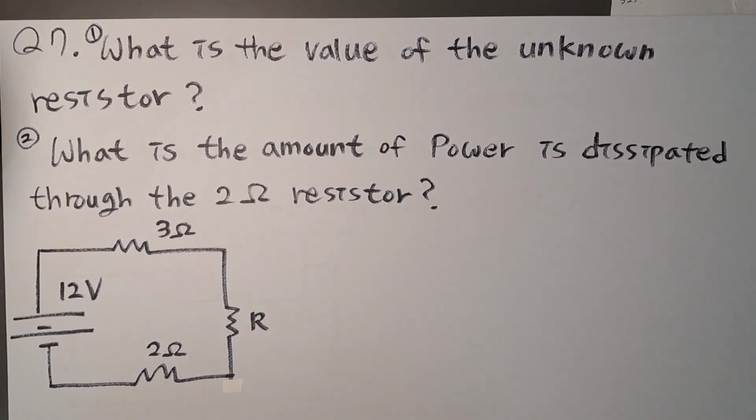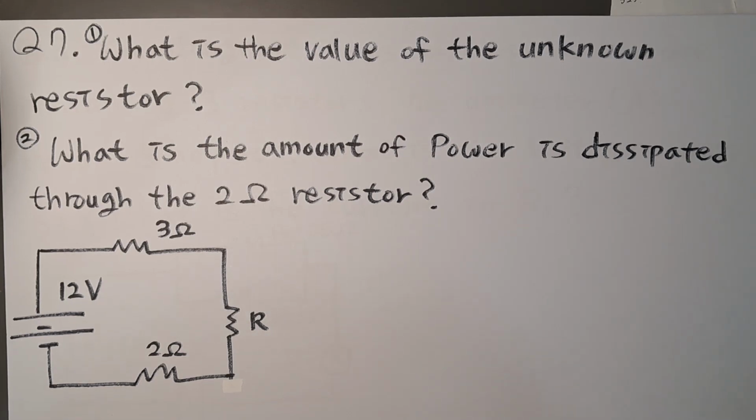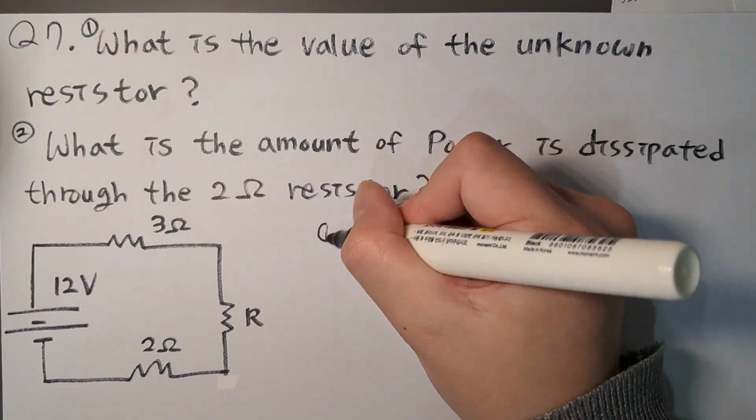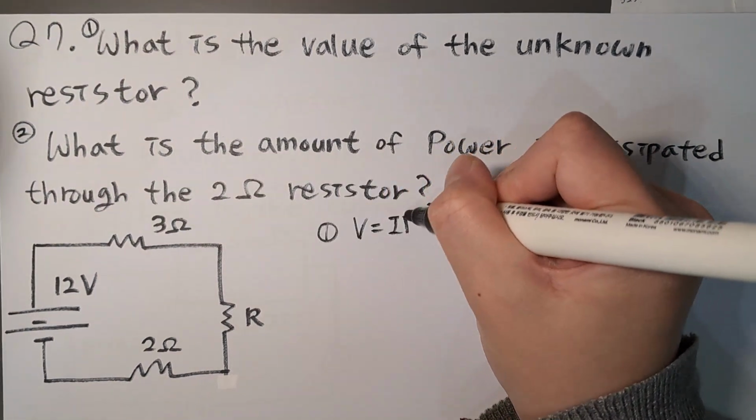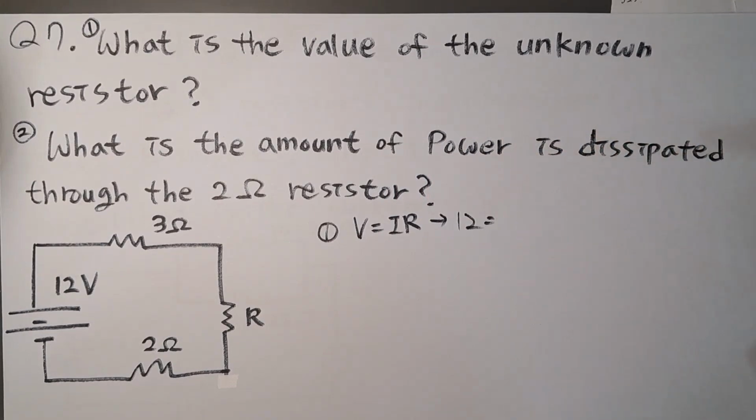What's the value of the unknown resistor? What's the amount of power dissipated through the 2 ohm resistor? So we are going to find the value of the unknown resistor.